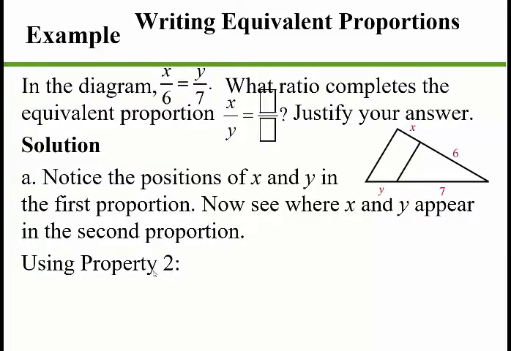We're going to use property 2 here. We're going to switch the 6 and the y. The equivalent proportion of x to y is equal to 6 over 7, or 6 to 7.